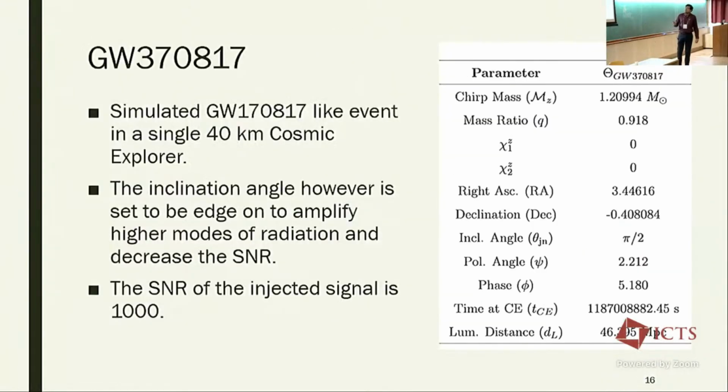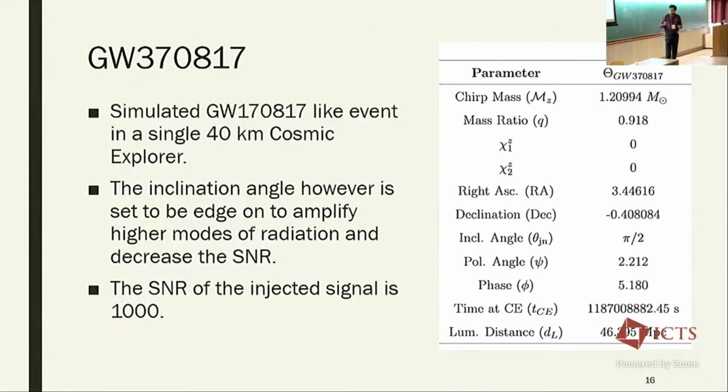Okay, so what is the source that we are using? We are using a fictitious source which we call GW370817. It's a GW170817-like event, and the way gravitational waves are named, it's first the year, then the month, and then the date. The only difference from GW170817 is that GW170817 has an inclination of 0.2, so it's very face on, but this event is edge on.